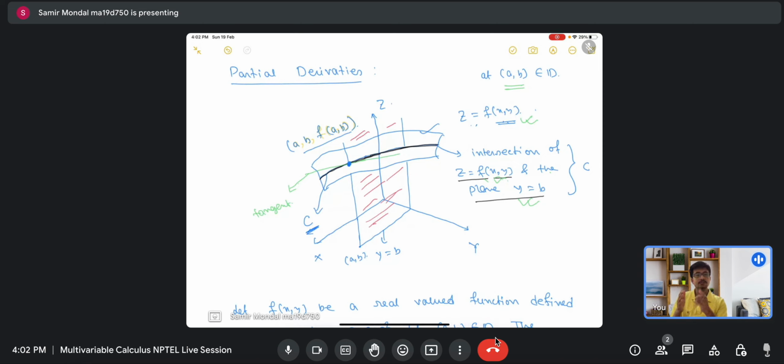This is your curve C. So the partial derivative with respect to x at the point a b is nothing but the tangent line at the point a b comma f of a b. It's fine.